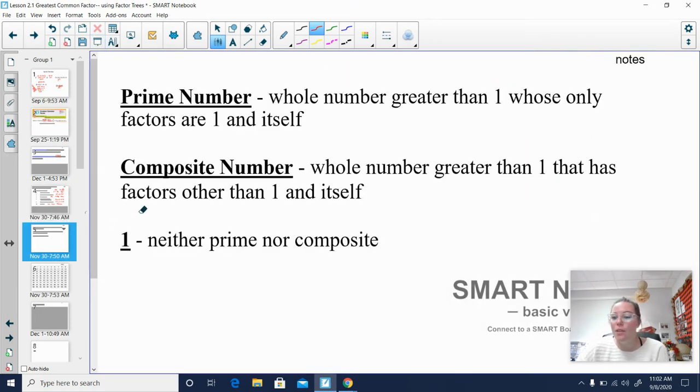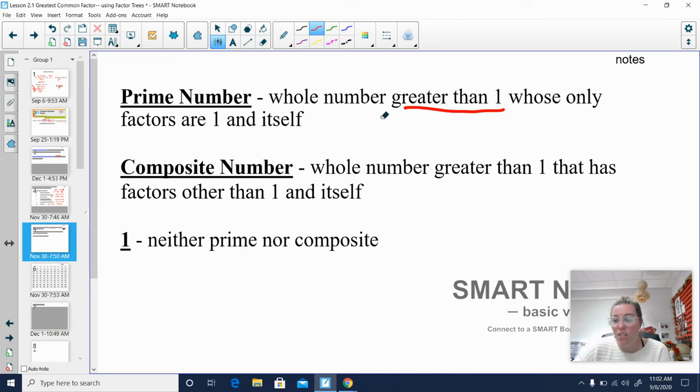Moving on, some other things that we need to know before we can talk about factors is the difference between a prime number and a composite number. So write this down in your notes. Go ahead and pause your video, write it down. A prime number is a whole number greater than 1 whose only factors are 1 and itself. So this is a number that can't be divided by any number except for 1.